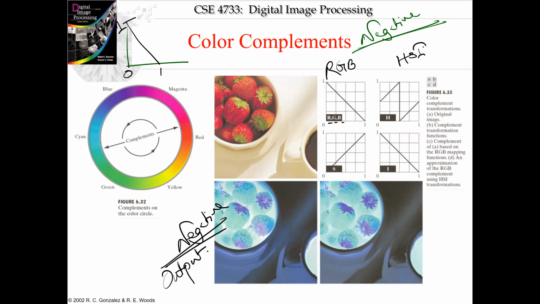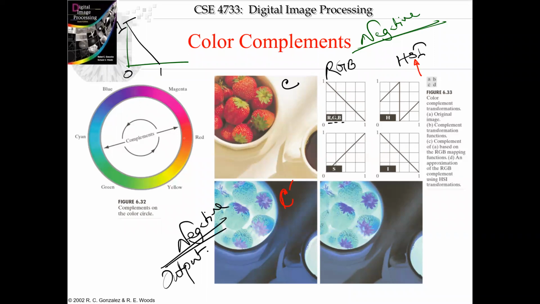However, if I want to do this with the HSI color model, what should we do? Let's think one by one. In case of this image, whatever color you have here and whatever inverted color you have, do you want to change the saturation?